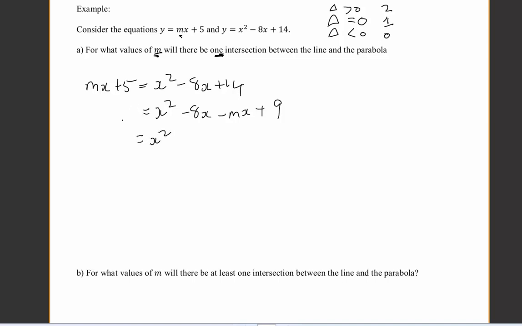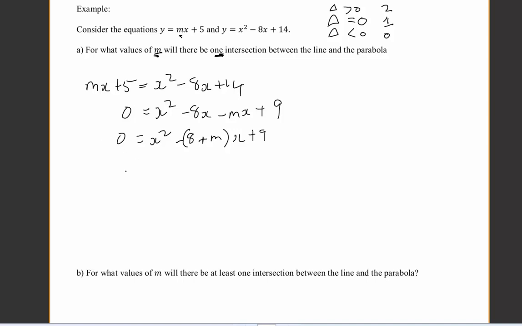To do that, I'm just going to rewrite the coefficient. I'm going to pull negative 8 take mx out. Did I do that right? Negative 8 plus m, negative 8x, negative mx plus 9.